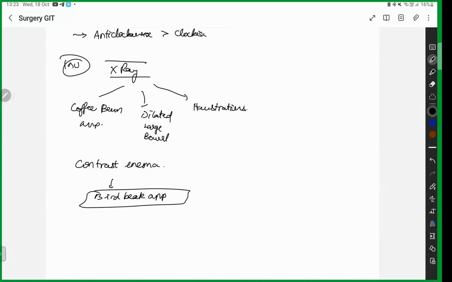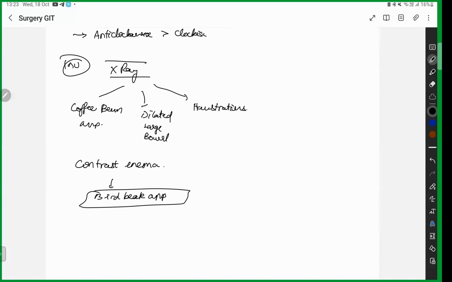We have discussed this bird beak appearance already. There was one condition where we discussed bird beak appearance. Can you tell me what the condition is? Yes, come on, you can do it. Where did we see bird beak appearance? We have seen it in achalasia cardia. In achalasia cardia also you get bird beak appearance.